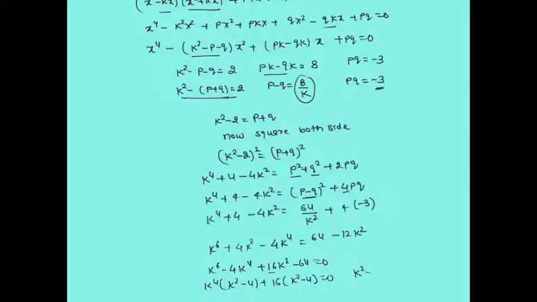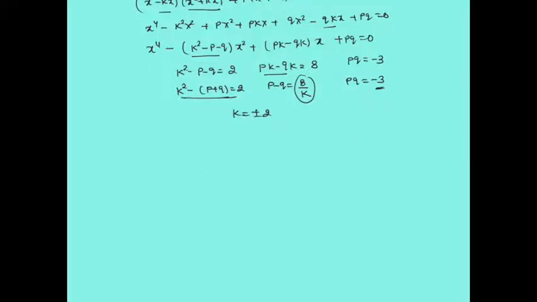So from here we get k^2 - 4 = 0 and k^2 + 16 = 0. From here we can say k^2 = 4, k = ±2, and the other is not possible. We got k values ±2. If I take k = 2, we get the same answer as for k = -2, so we can take any one value. If I take k = 2, p + q is k^2 - 2, so this will be 4 - 2, that is 2.